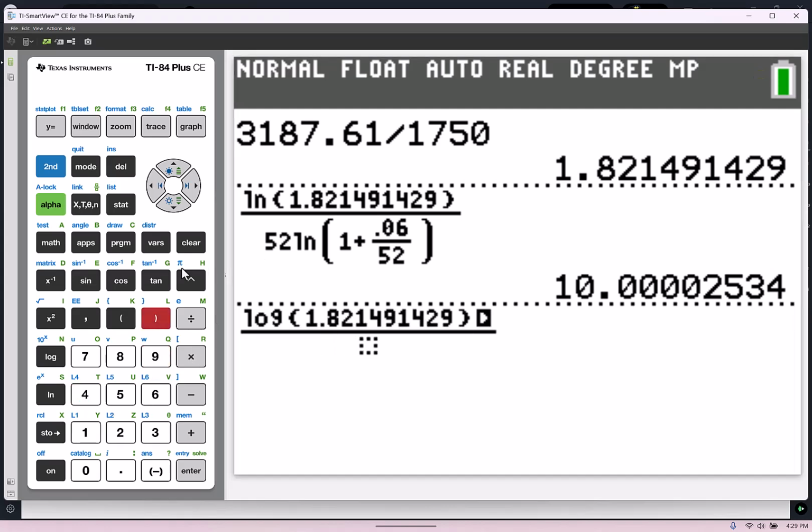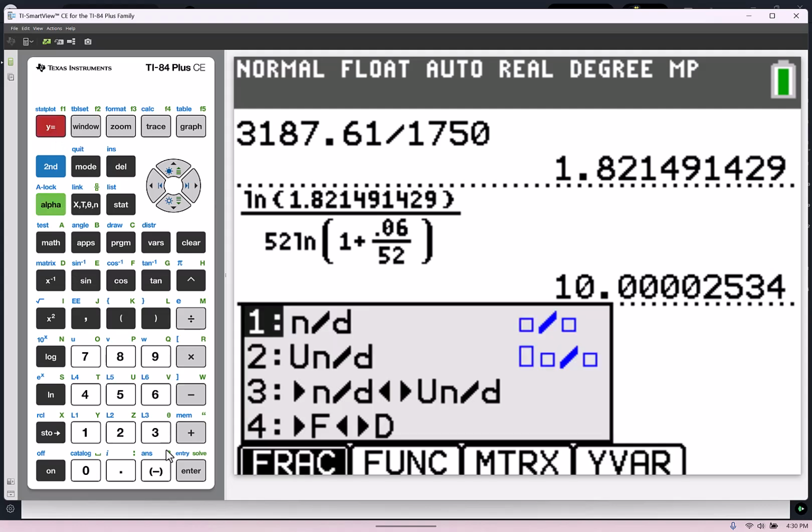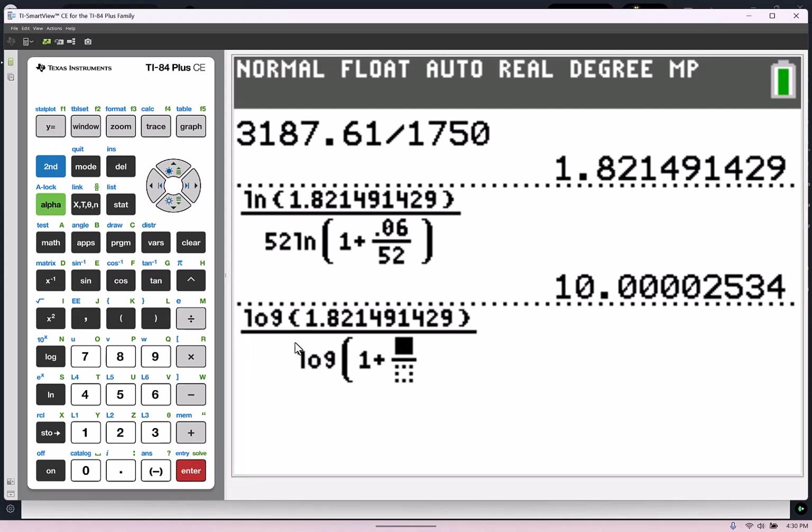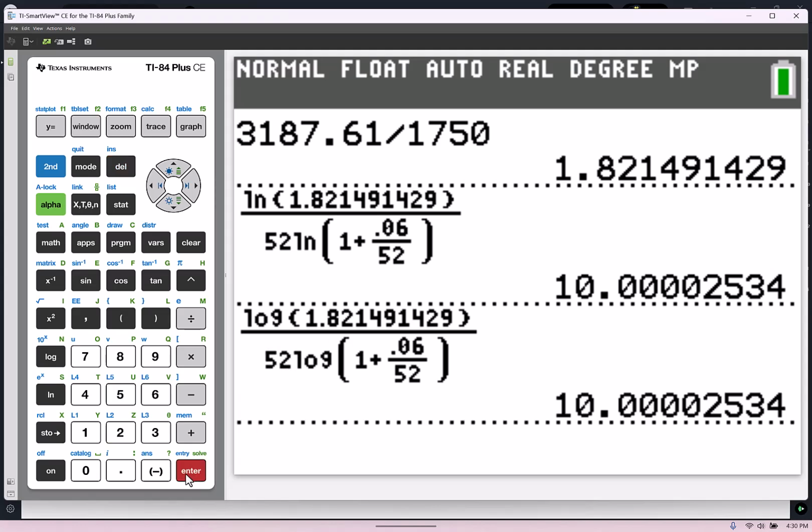1.821491429 over log 1 plus alpha. Did I mess up? Oh yeah, I'll put it right now. 0.06 and then 52 down here. Let me get out of there. And let me put a 52 in the beginning. There we go. Second insert 52. Bam. You get the same answer. So you can use either or. Okay. How do we feel, guys?